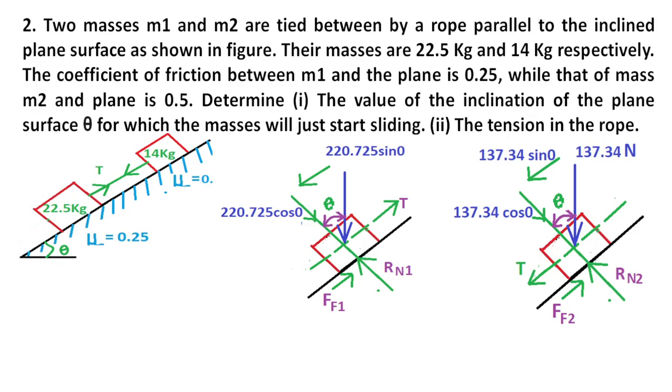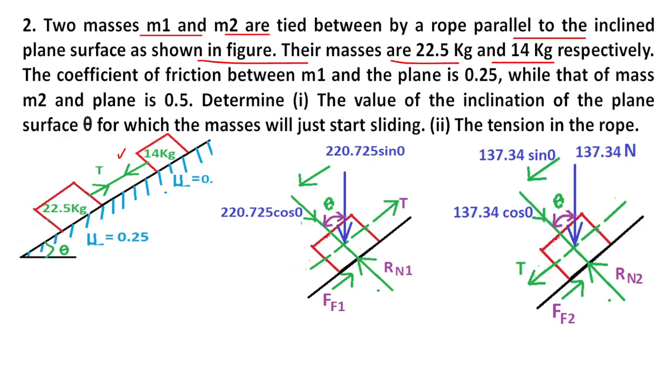Two masses m1 and m2 are tied together by a rope parallel to the inclined plane surface, as shown in the figure. The masses are 22.5 kg and 14 kg respectively.